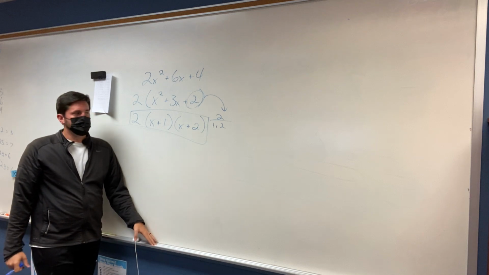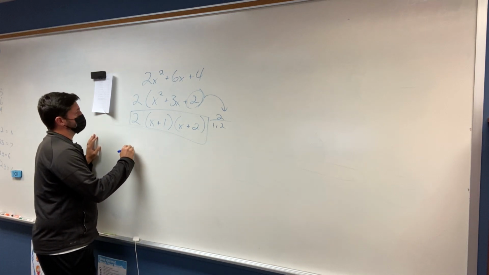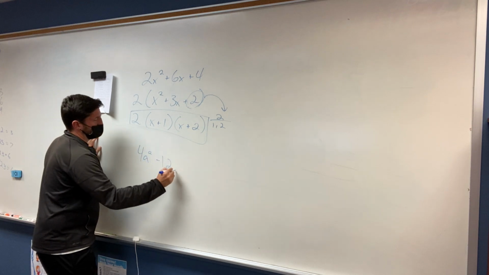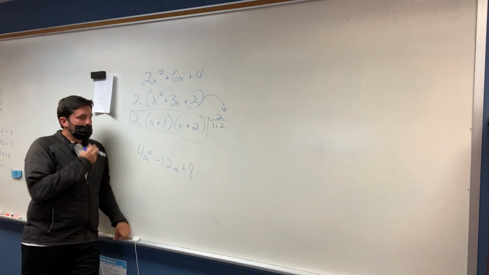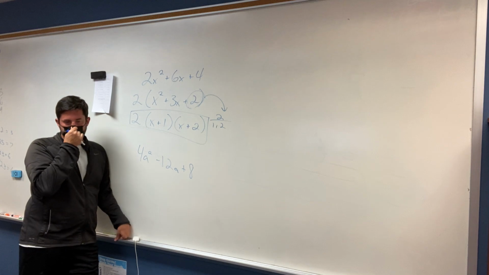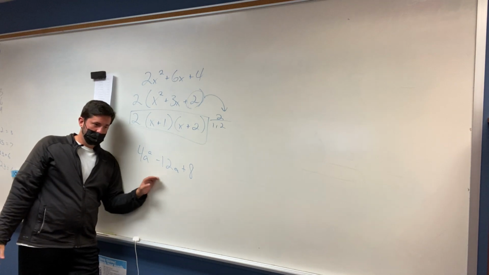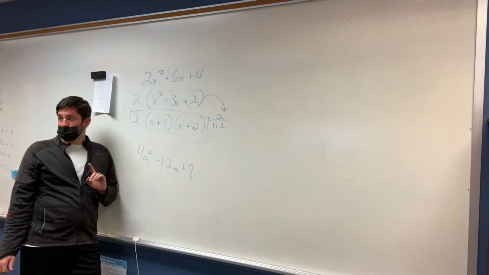Cool. Second one. I do want to do the second one because of how similar it is, but different at the same time. We have 4a squared minus 12a plus 8. What do they have in common? Somebody last class said, oh, they have a 2 in common also. Do they have a 2 in common? They do have a 2 in common.